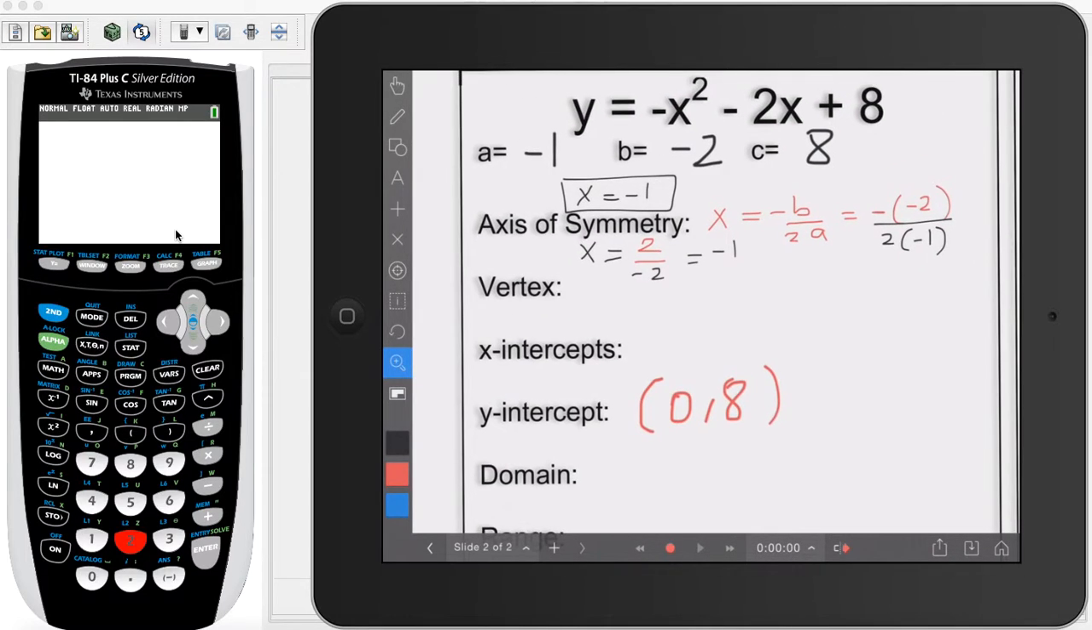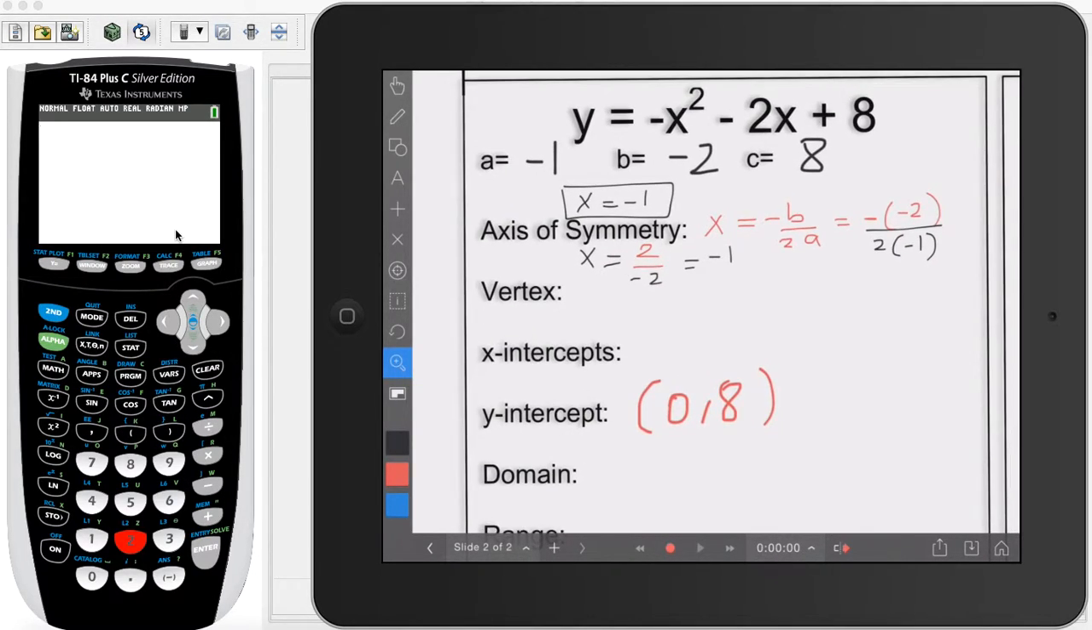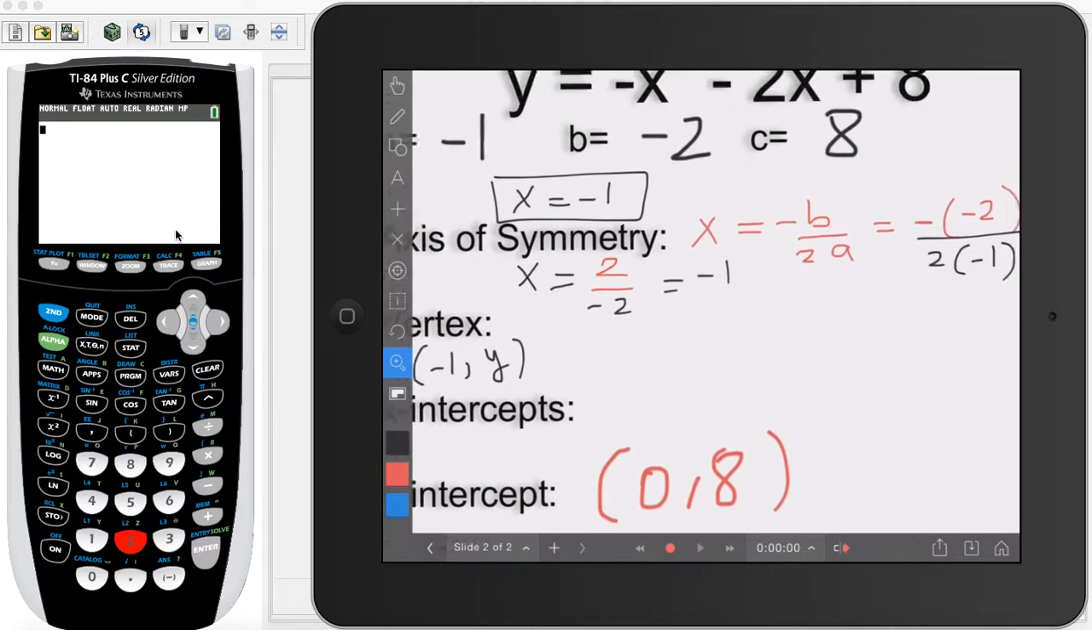Now, how do you find the vertex from the standard form? After you find the axis of symmetry, that's going to be the x of the vertex. So the x of the vertex is going to be negative 1. It's exactly the same as the axis of symmetry. Now to find the y of the vertex, you need to plug negative 1 back into the equation. So let's go ahead and do that.